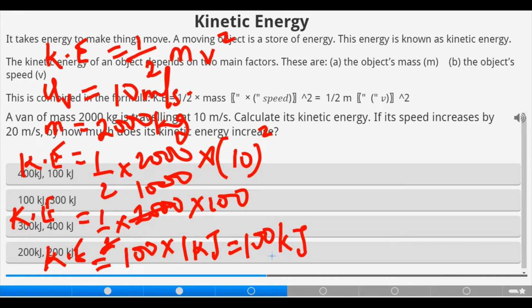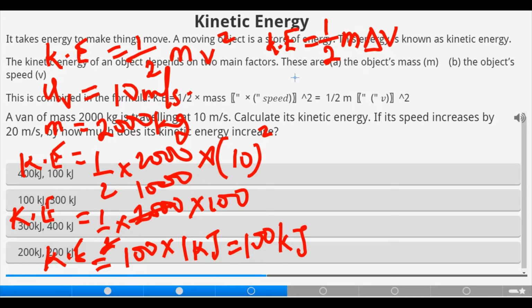Now we move on to the point by which we were asked that if its speed increases by 20 meters per second, by how much does the kinetic energy increase? If you really want to calculate the increase, you will still put that kinetic energy is equal to half m. Then the increase will now be what? In terms of what?